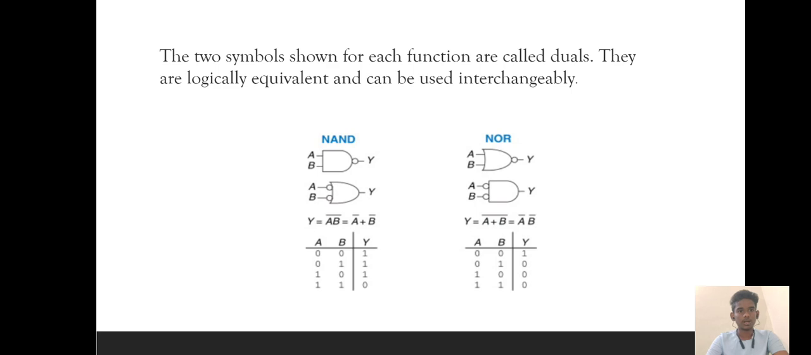Here we see the NAND gates and NOR gates. Y is equal to A dot B whole bar, which is equal to A bar plus B bar. Y is equal to A plus B whole bar, which is equal to A bar into B bar.